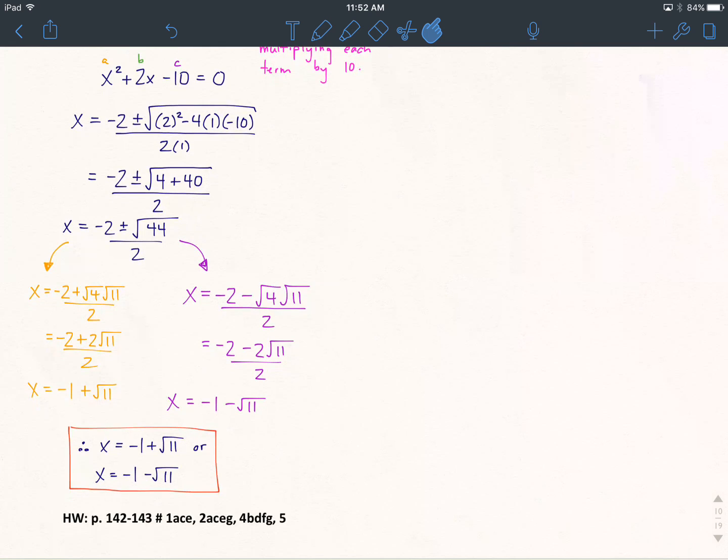So the homework is at the bottom. Practice using the quadratic formula, especially for those of you who are new to it, having come from the grade 10 applied course. Work through the homework.